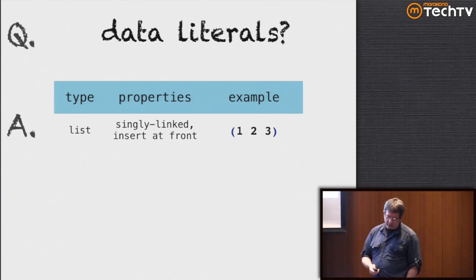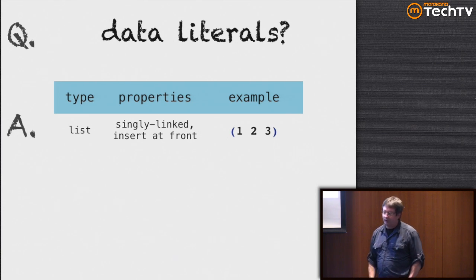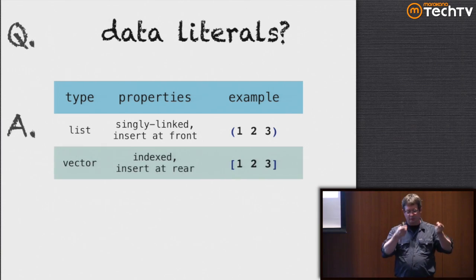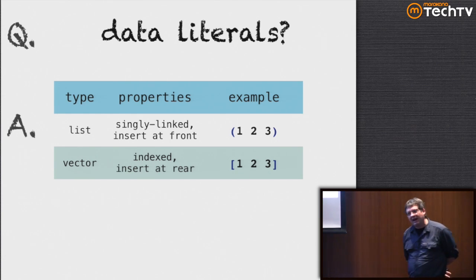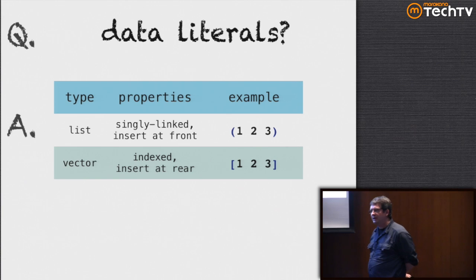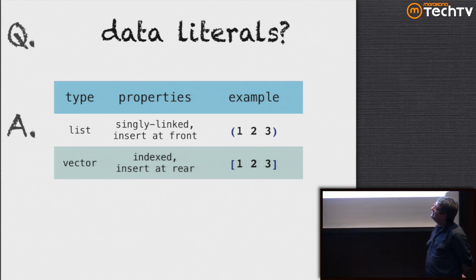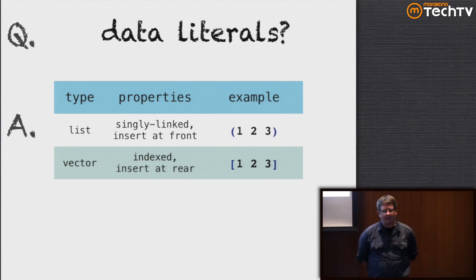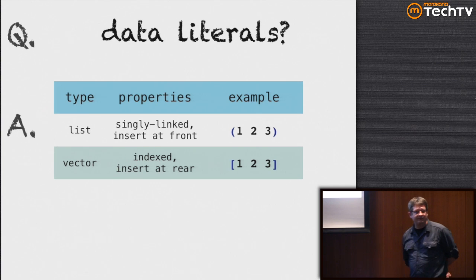So let's look at some data literals. We have lists, which are singly linked and insert at front. And the example is that it's just within parentheses. That's a legal list in Clojure. But Rich actually added a new kind of sequence data structure to Clojure called a vector. And this is indexed, insert at rear. These two exist because they have different performance characteristics. In some cases, you want to use a singly linked list. In some cases, you would like to use an indexed vector.